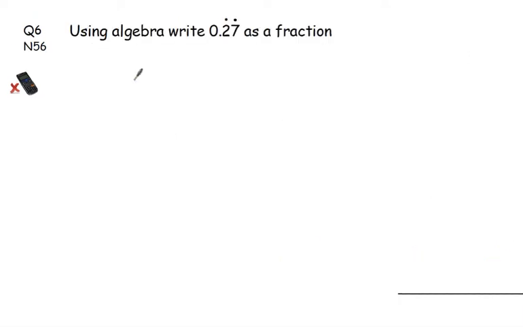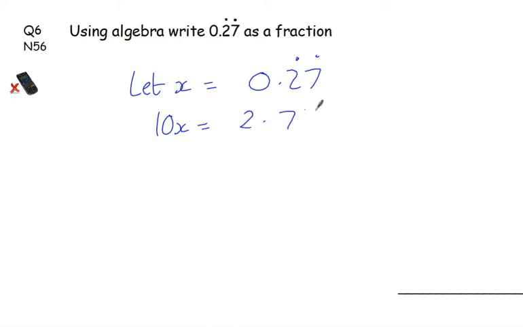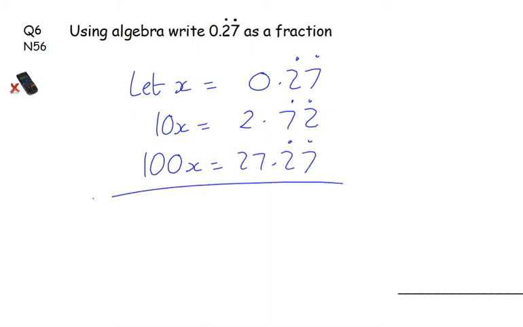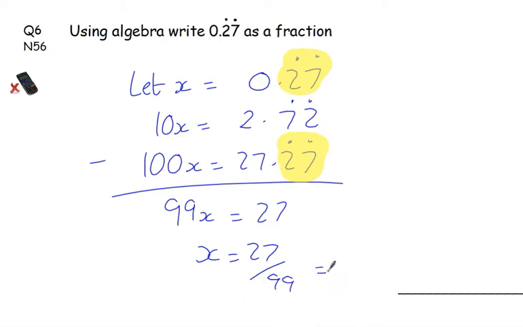Write this as a fraction, so I'll let x equal 0.27 recurring. 10x, and some of you could skip this line if you can see it's going to be 100x. And all the time I'm trying to get this and this the same. Those are the two I'm focusing on. I'm going to subtract. 100x take away x is 99x, equal to this take away this, 27. x is 27 over 99. 9 goes in there 3 times, 9 goes in there 11 times. It doesn't ask you to simplify, so that would have been full marks.